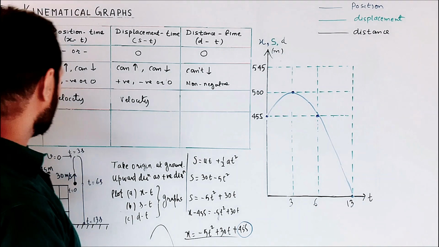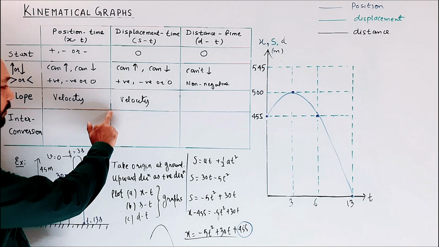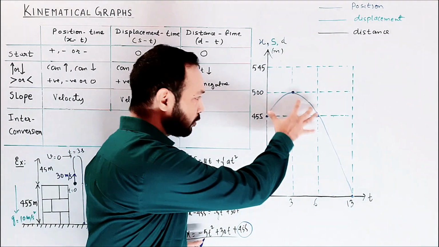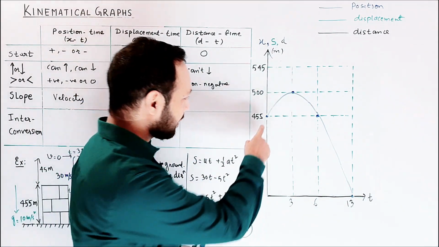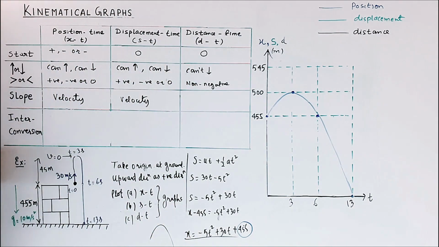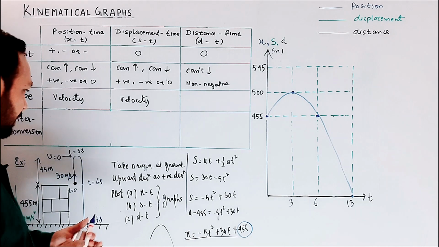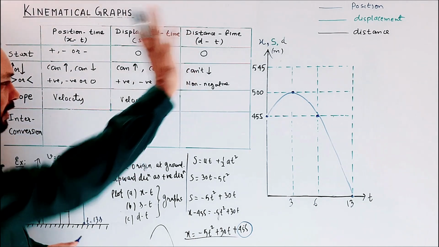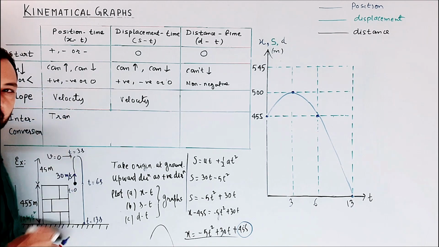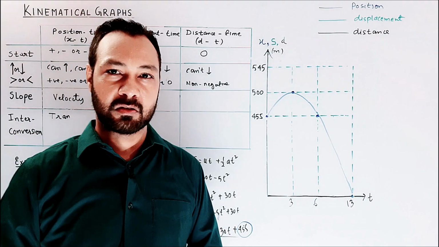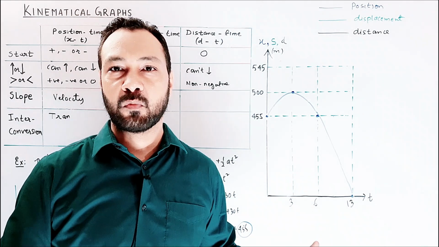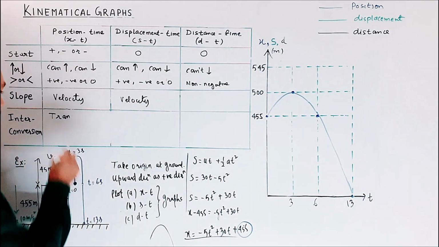So if we want to convert position time to displacement time, what we should do is just translate this whole position time graph and its start should be put at the origin. So we will get the displacement time graph. When I say translate, it means the shape should not change, the orientation of the shape should not be changed, the shape should be as it is, only the starting point should now come to the origin.